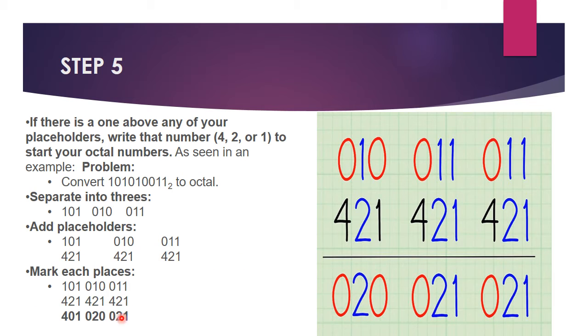For example, I have given you another example over here, 101 010 011. So here I have written 421 421 421 like this. And now below this one, here you are having 1, so I am writing 1. Below this one again we are having 2, so I am writing 2 over here. Below this 0, since 4 over here, I am writing 0 because it is 0, no, so that's why.